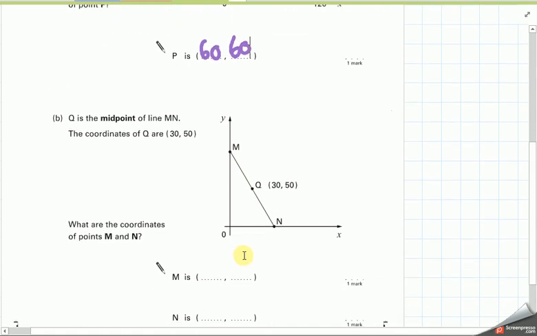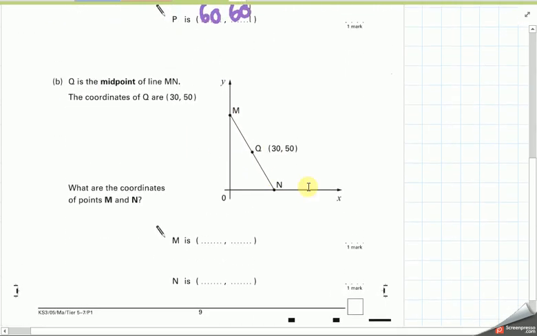If we scroll it down, we've got to find where m and n are on these. Well, this is halfway in the x direction at 30, so I need to double it to give me a point 60 there. And in the y direction, I'm halfway at 50. Well, double it, I'm going to be at 100. So m is at 0, 100. Remember your order. N is at 60, 0.